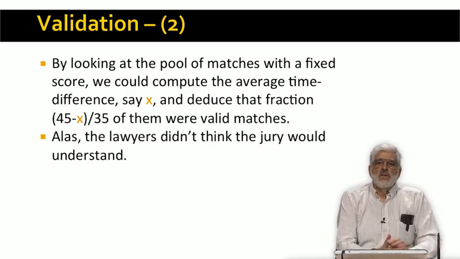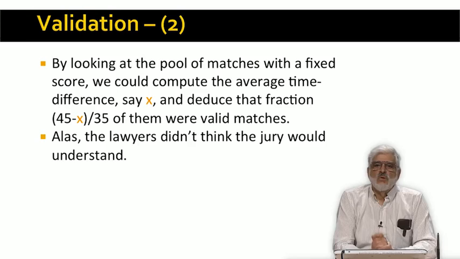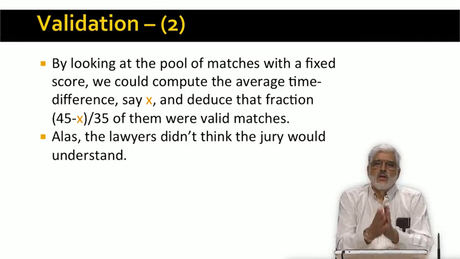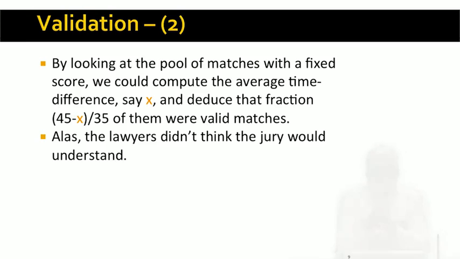So we tried to convince the lawyers that they should go into court with a claim of a fraction of each of the pools that had average delays less than 45, even though we couldn't tell which pairs in each pool were valid and which were not. But the lawyers told us not to even try because no judge or jury would understand the argument. But you understand it, don't you?